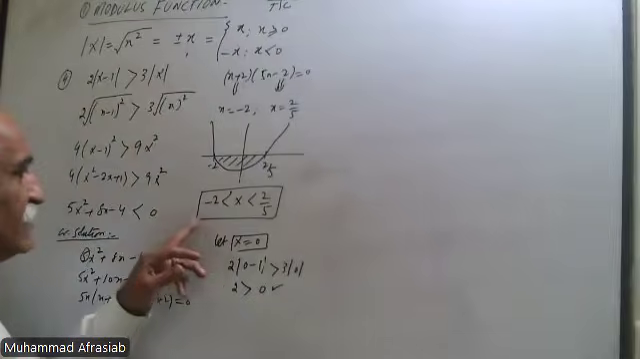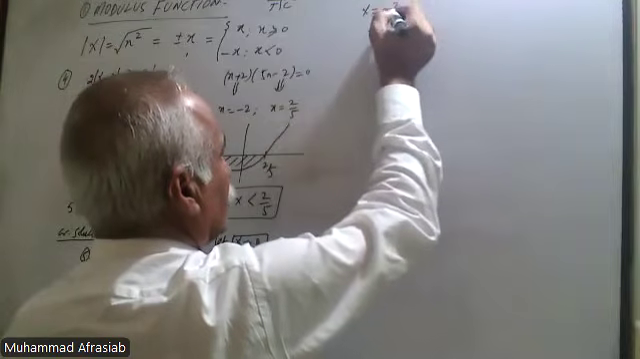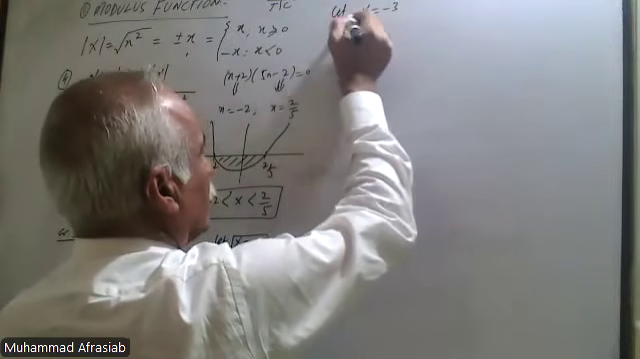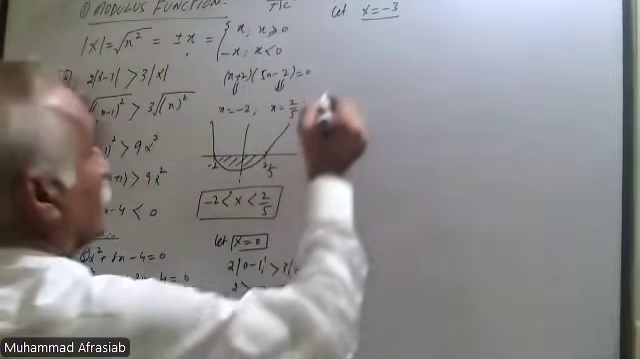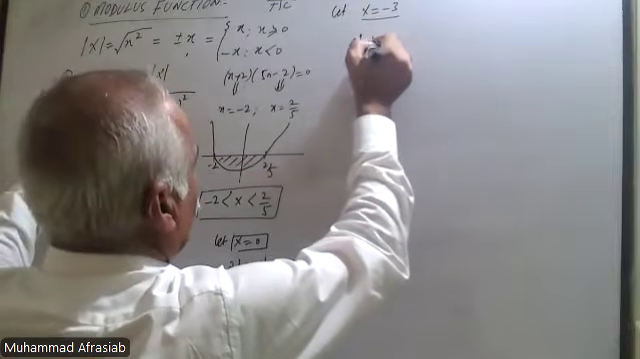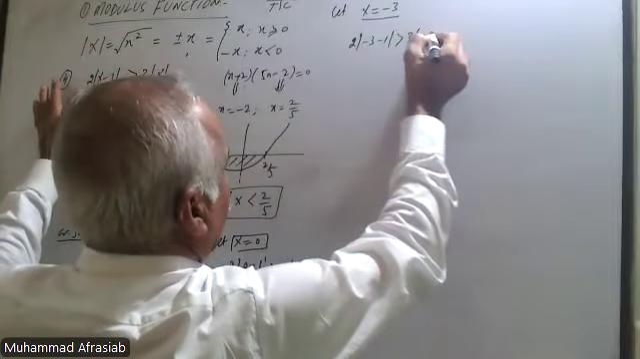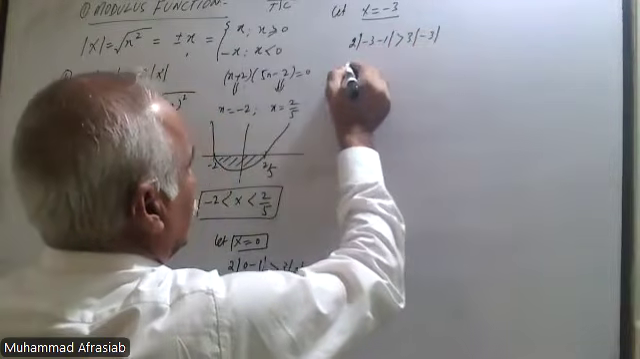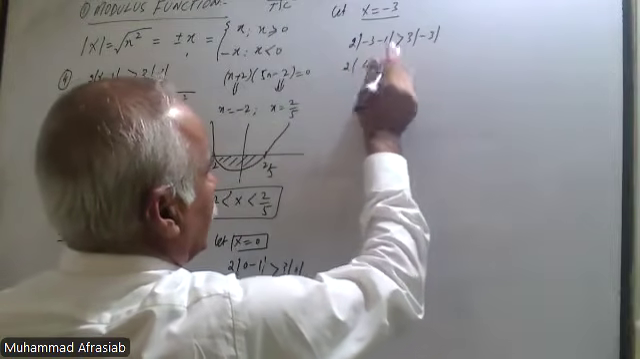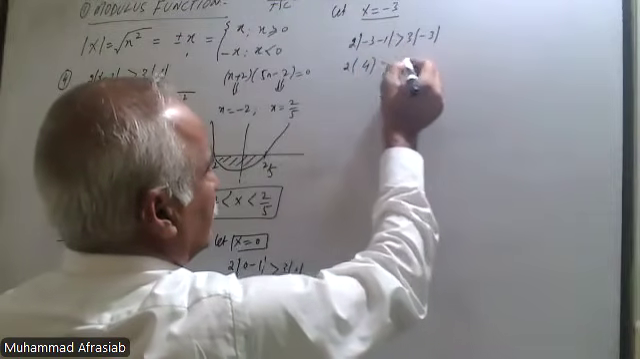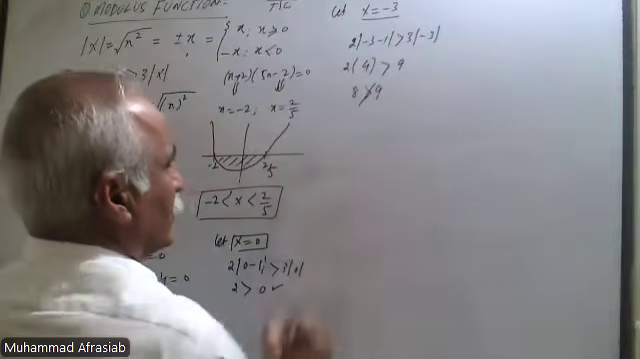Now we will check less than minus 2, let's say x is equal to minus 3. If we put minus 3 in it, then this will become 2 modulus of minus 3 minus 1 is more than 3 modulus of minus 3. This will become 2 into modulus of minus 4, which is 4, is greater than 3 into 3, which is 9. So 8 is greater than 9, which is not true.